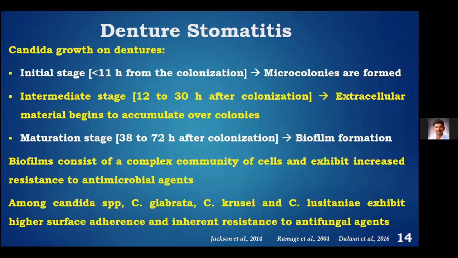Once a biofilm is formed, they become more resistant to antimicrobial action as well as to the conventional cleansing procedures that are generally done on a day-to-day basis. In addition to that, some of the Candida species that have been isolated from denture stomatitis have also been found to have superior adherence characteristics, and they also have better resistance to the antifungal agents that are used in the treatment of denture stomatitis.